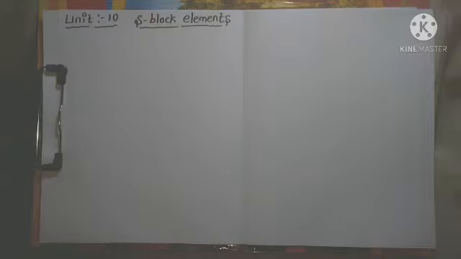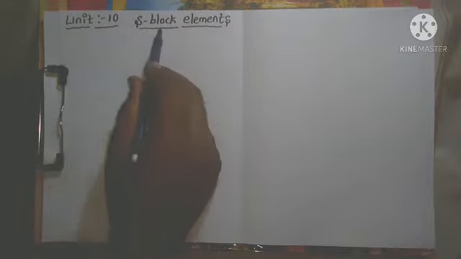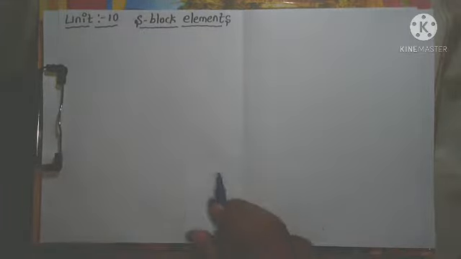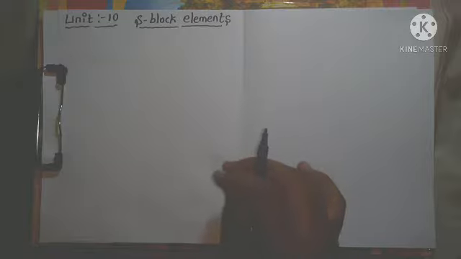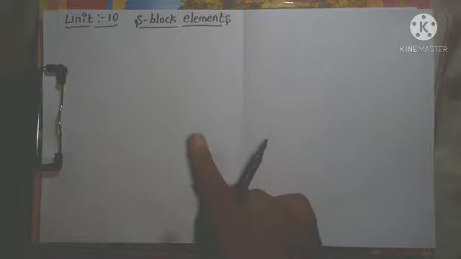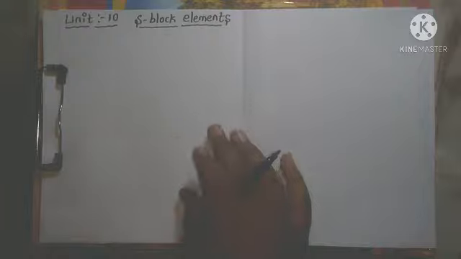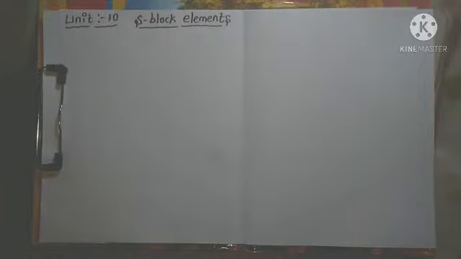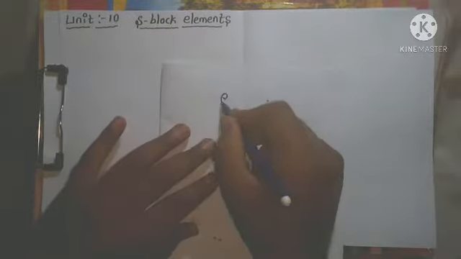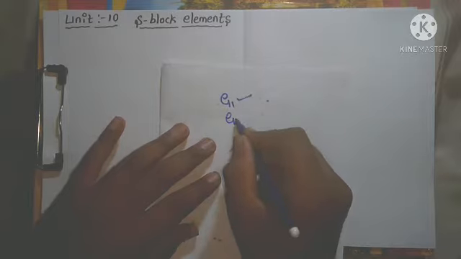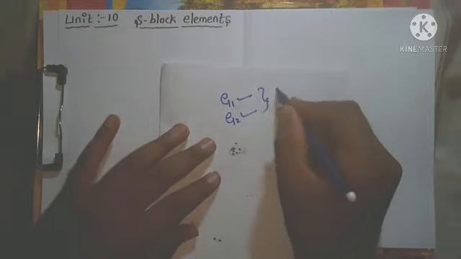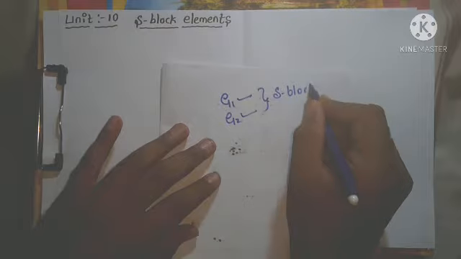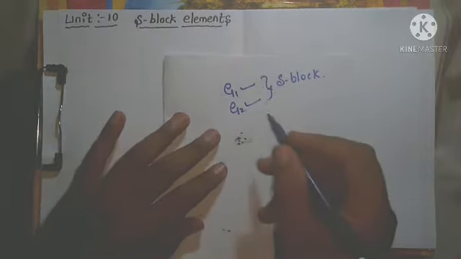Good morning, students. In this class, we are going to start the next unit, that is unit number 10, S block elements. Now, already we know that in the periodic table, group 1 and group 2 elements are called as what? The S block elements. Now, what is meant by S block elements?